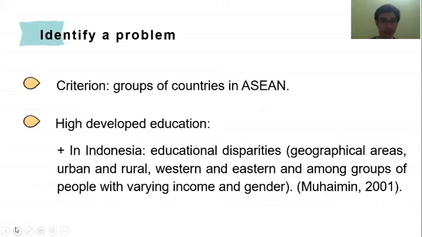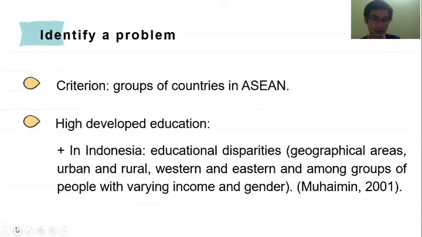In Indonesia, educational disparities are considered a really big matter. Educational disparities include geographical areas, urban and rural, western and eastern, and among groups of people with varying income and gender. As you can see, there are a lot of students who don't have any chance to go to school. We can take this as a really big problem, related not only to equity issues, but also to the issues related to our school children and youth.